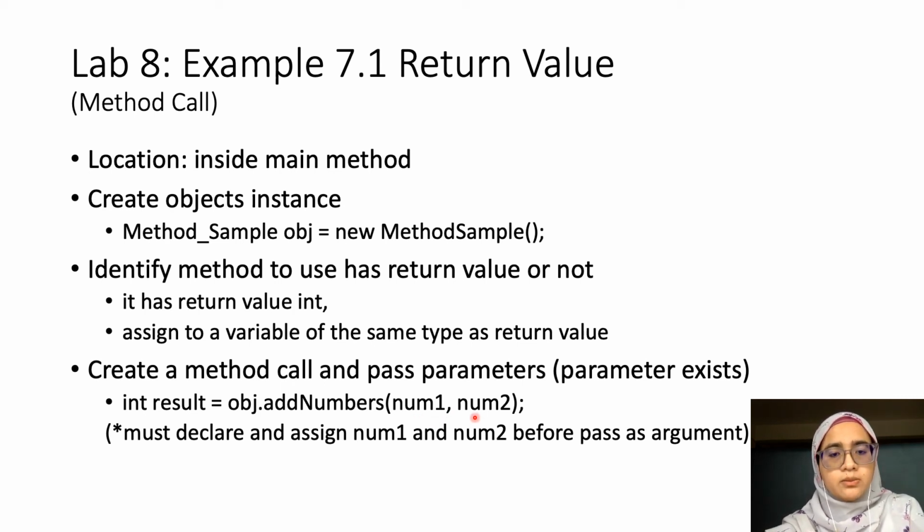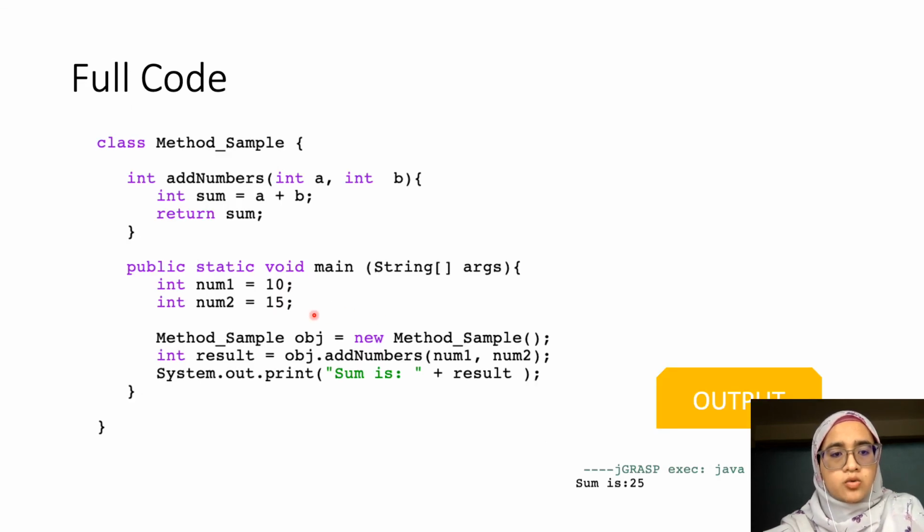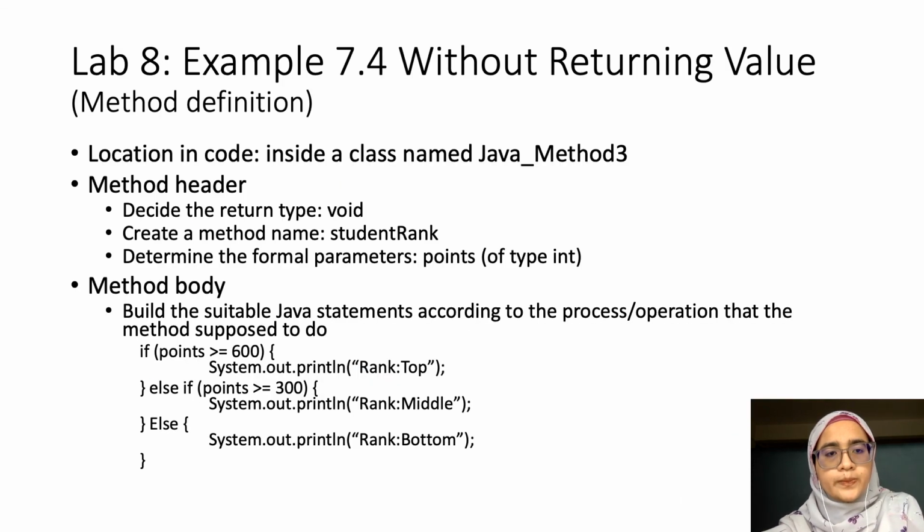Okay, so num1, num2 ni kalau kita tengok dia adalah satu variable, maka bila kita kata dia adalah satu variable, kita kena declare. Okay, must declare and assign num1, num2 before we pass as argument. So, kalau tengok dalam coding awak, num1 and num2, it holds a value of 10 and 15 respectively. Alright, so kalau awak run coding ni, awak akan dapat sum is 25. Okay, boleh try type.